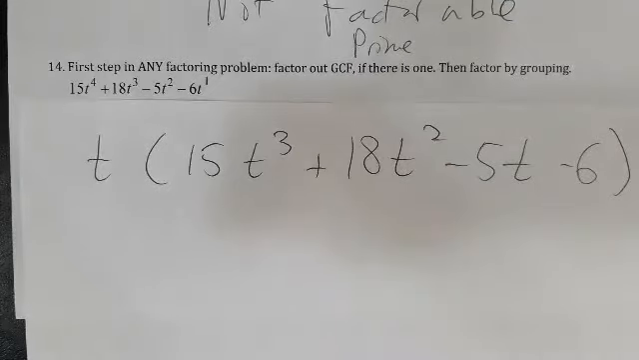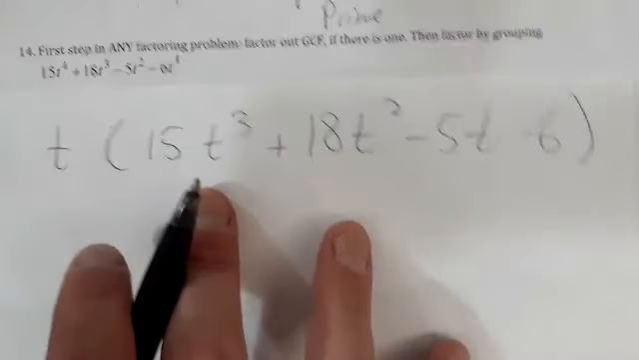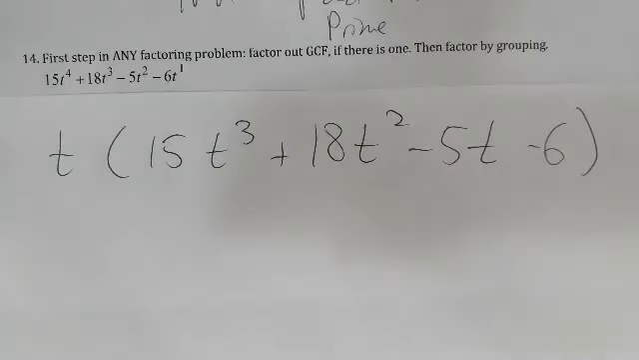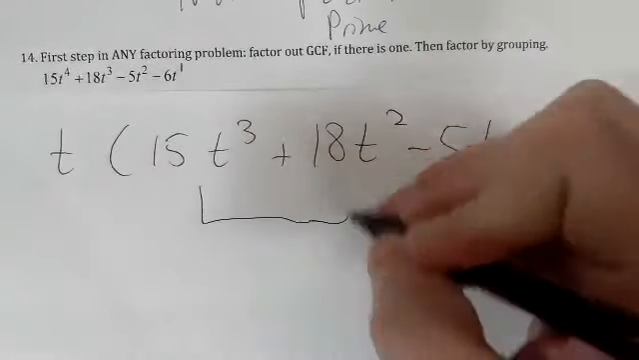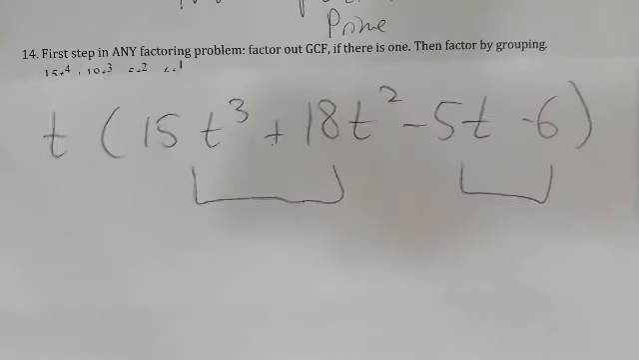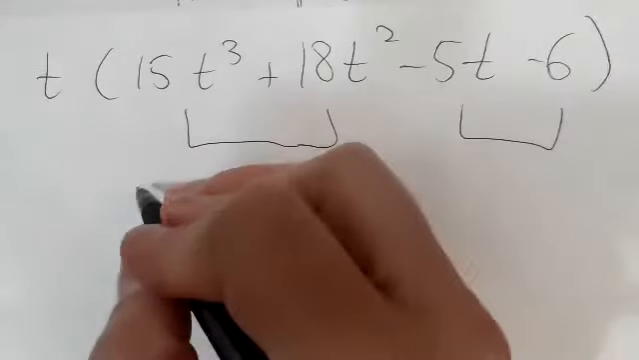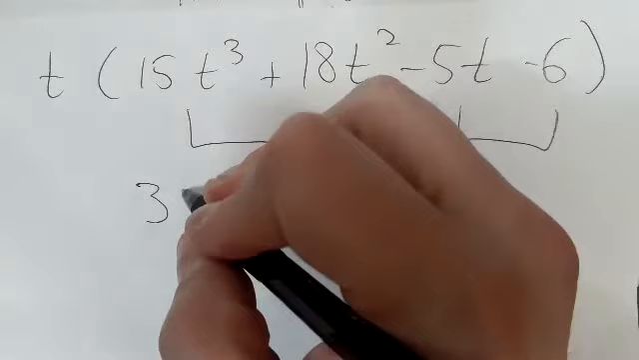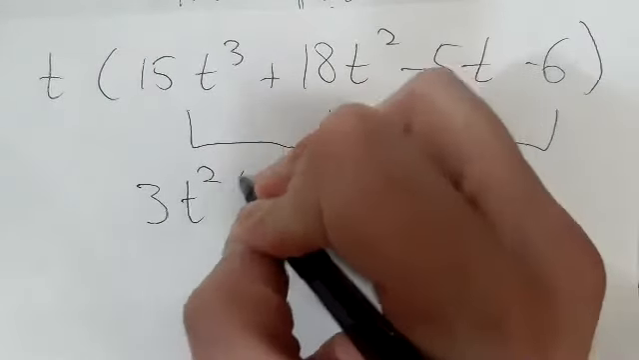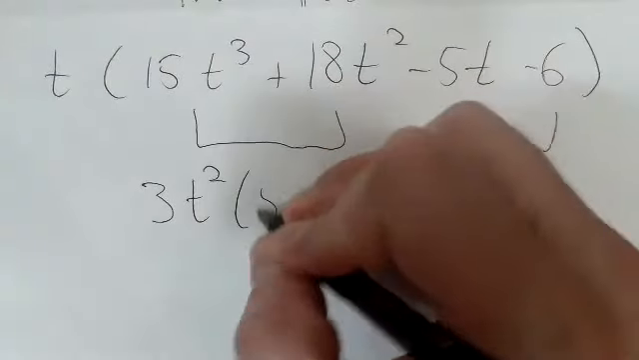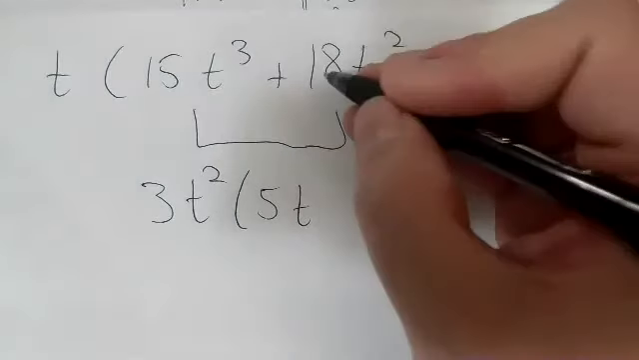It should look like t times 15t cubed plus 18t squared minus 5t minus 6. I'm pulling out a t from this thing. I'm grouping them 2 at a time. Between 15 and 18, I can pull out 3. I can pull out t squared. I pull out 3t squared, that's going to leave 5t. Pull out 3.